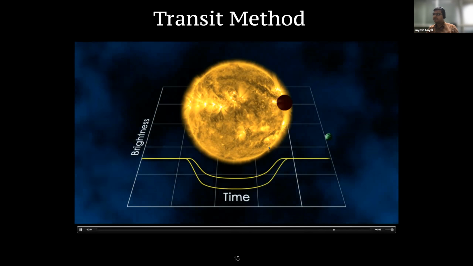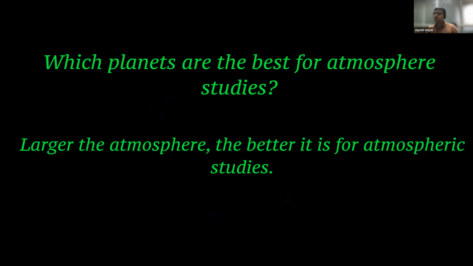So now we have 5,000 of those exoplanets. Can we study the atmosphere of all of them? Ideally we would like to, but practically, can we study the atmospheres of all of them? The answer is it is very challenging to study the atmosphere of all of them, and as we go ahead, you will realize why. So we have to choose which planets are the best for atmospheric studies.